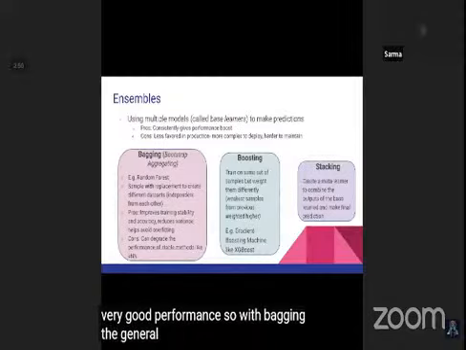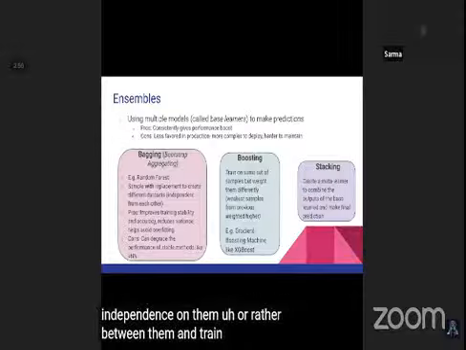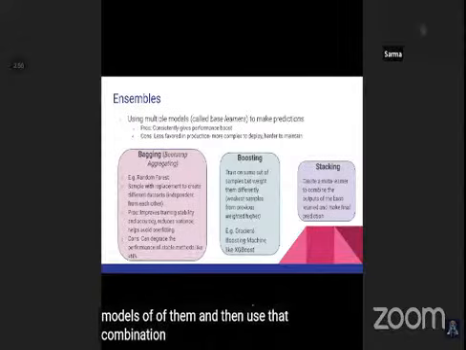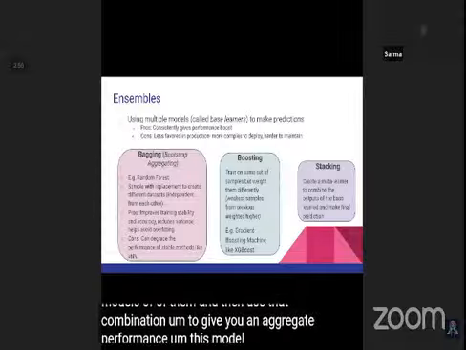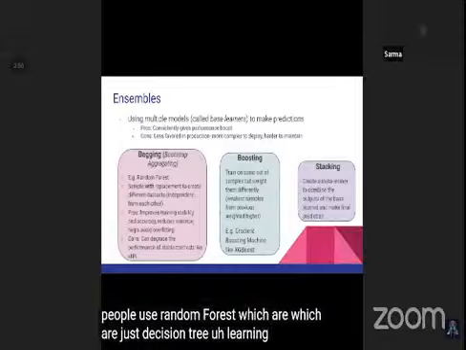So with bagging, the general idea is to create different sets of the same data, assume independence between them, train multiple models off of them, and then use that combination to give you an aggregate performance. This is fairly fast to run because it's more or less just plain code. Typically, people use random forests, which are efficient learning processes, and these are really fast to run.